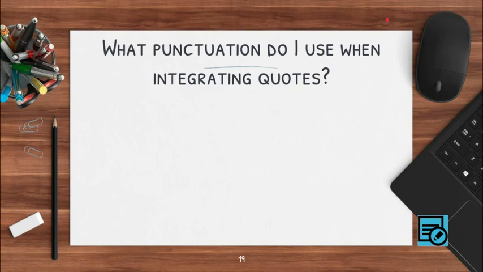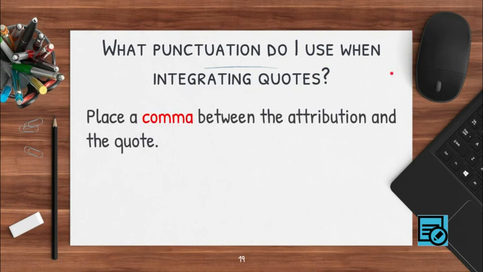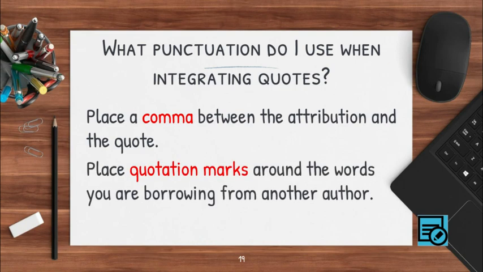So what punctuation do you use when you're integrating quotes? You need to place a comma between the attribution and the quote. And you need to place quotation marks around the words that you're borrowing from another author.